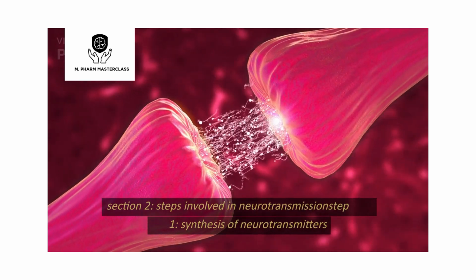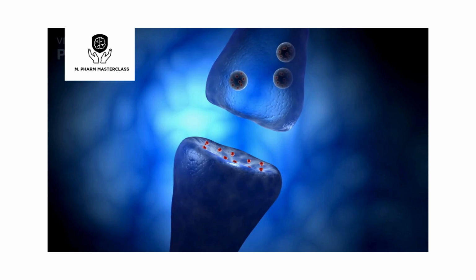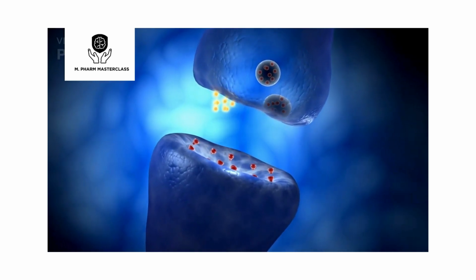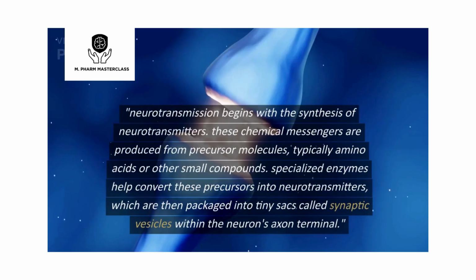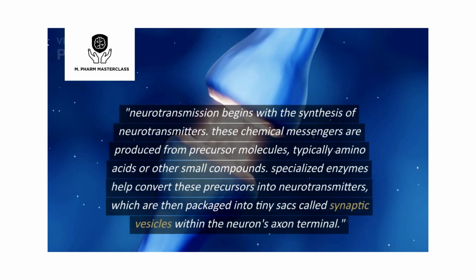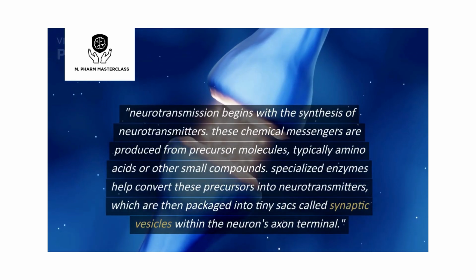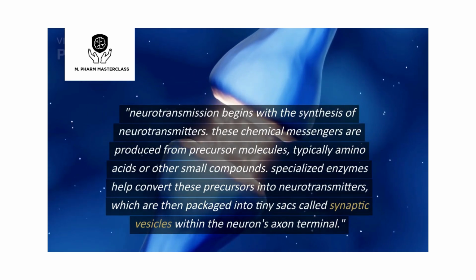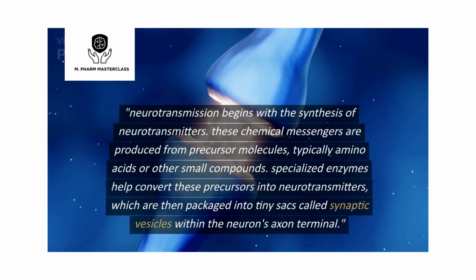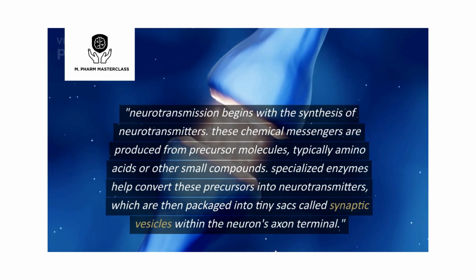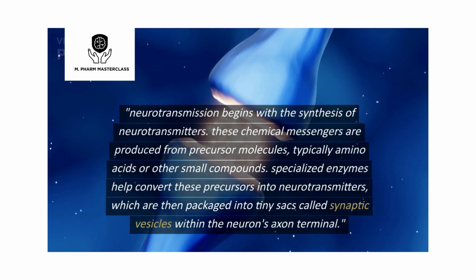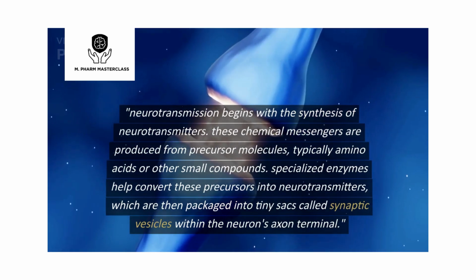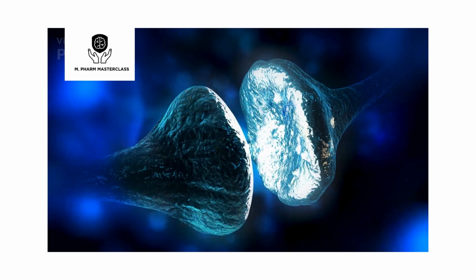Step 1. Synthesis of neurotransmitters. Visual. Inside a neuron, showing enzymes converting precursors into neurotransmitters and storing them in vesicles. Neurotransmission begins with the synthesis of neurotransmitters. These chemical messengers are produced from precursor molecules, typically amino acids or other small compounds. Specialized enzymes help convert these precursors into neurotransmitters, which are then packaged into tiny sacs called synaptic vesicles within the neuron's axon terminal.